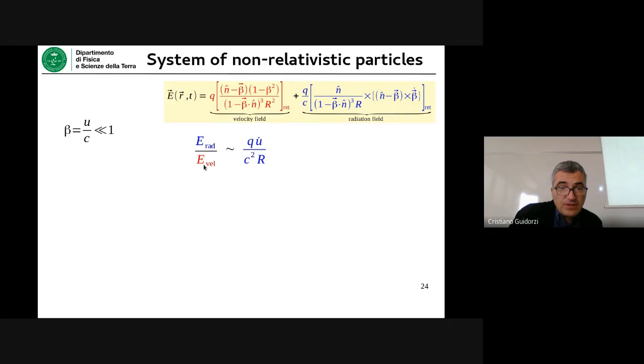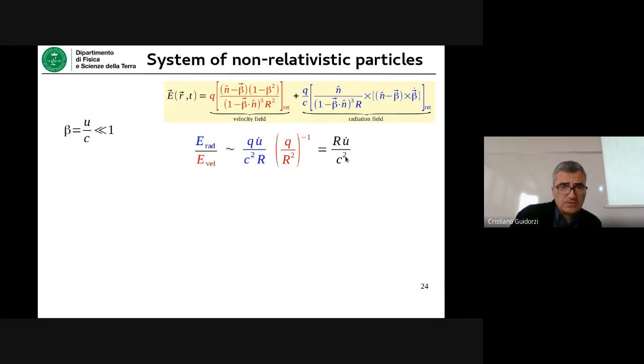Let's work the same for the velocity field. On the velocity field, you have proportional to charge. Here, in the numerator, you just have n, because beta is much less than 1. The magnitude of n is 1. And here in the denominator, you just have r squared. The ratio is the radiation field over the velocity field, because here the velocity field is the denominator. So you see the Q dependence just vanishes, and you are left with r in the numerator and c squared in the denominator, just like that.